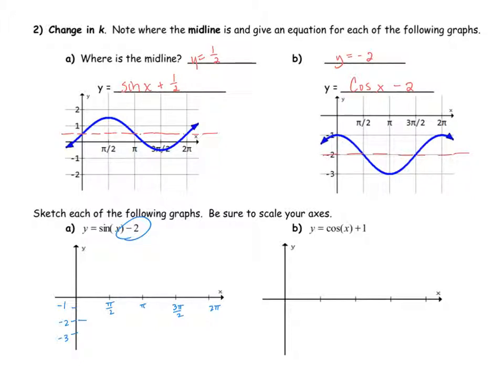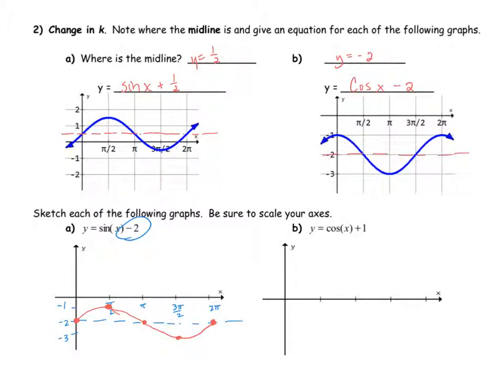So we're going to change the midline. We're going to make that midline at -2. And then we follow our typical sine pattern. We're going to start on the midline. Go up 1, back to the midline, down 1, back to the midline. I almost always draw that midline. I find it easier to draw.